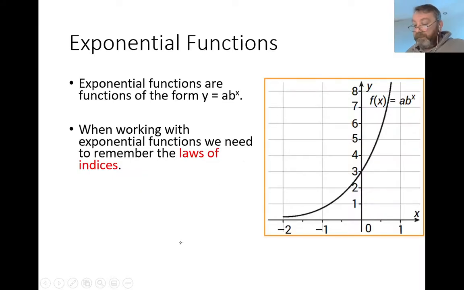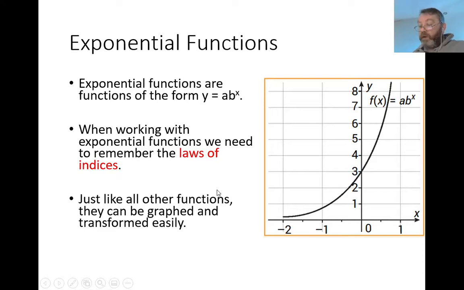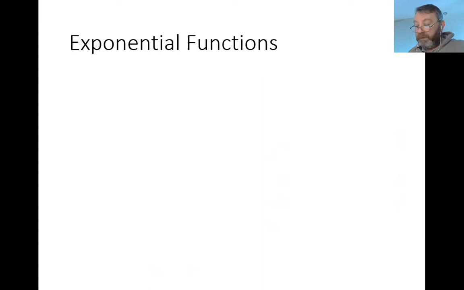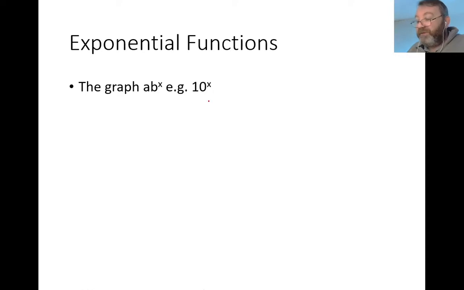Here. Okay, so exponential functions, as we said already, are in the form y equals ab to the x. Just like all other functions, they can be graphed and they can be transformed easily. So what does that mean? That means the following. Let's take a look at this. The graph ab to the x, for example, 10 to the x, what shape would it have?